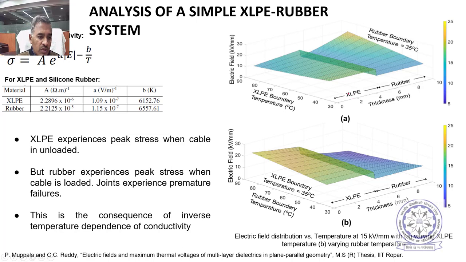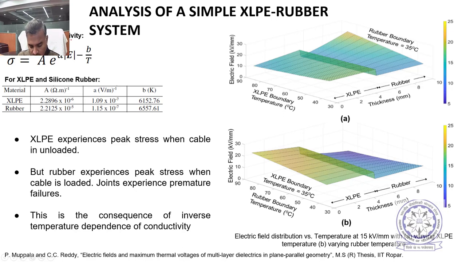So XLPE experiences peak stress when the cable is unloaded, but rubber experiences peak stress when the cable is loaded. Joints experience premature failures. This is the consequence of the inverse temperature dependence of conductivity. So this is mainly an effect of this conductivity. The conductivity of insulating materials is nonlinear, and it follows like this. It's not an ohmic relationship.